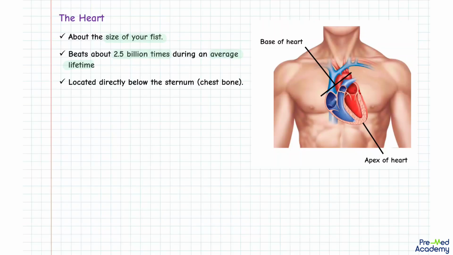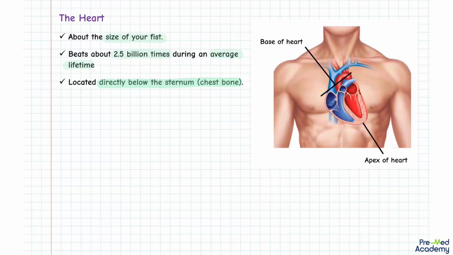of blood per minute. Your heart is a hollow muscular organ located in the chest cavity, directly under the breastbone. Its wall consists mainly of cardiac muscle, attached to a framework of collagen fibers. The heart has a shape that looks like a cone.